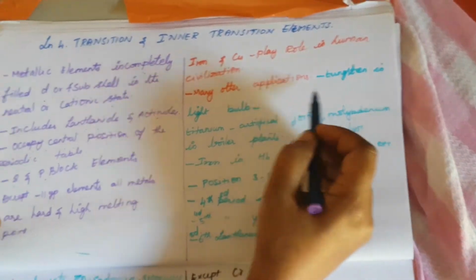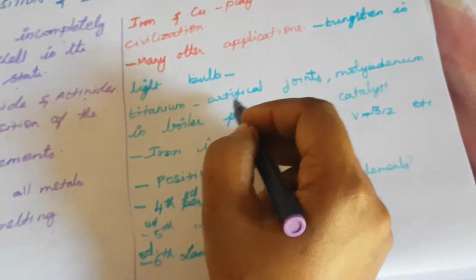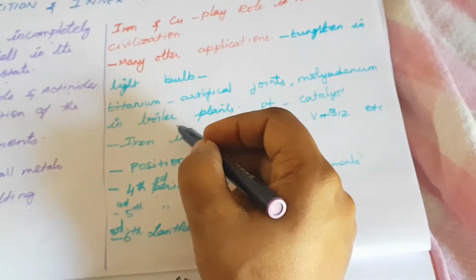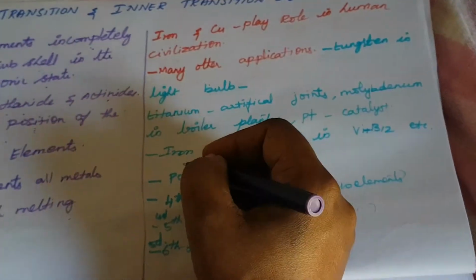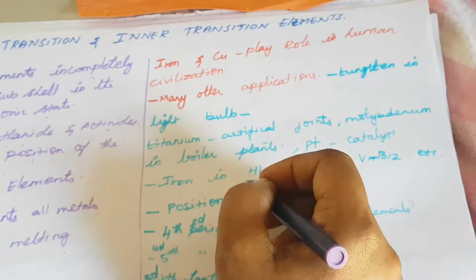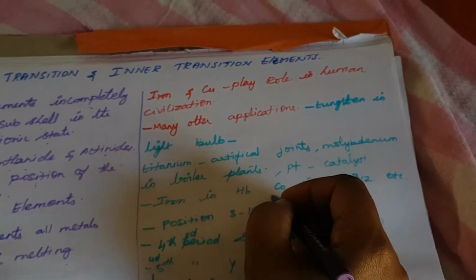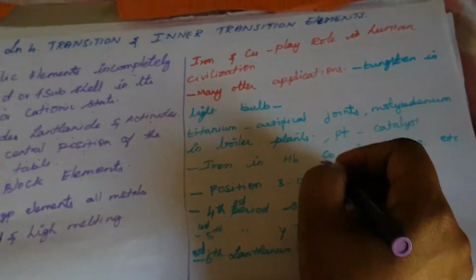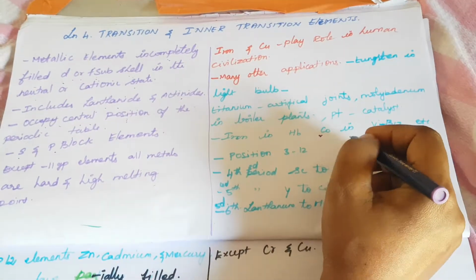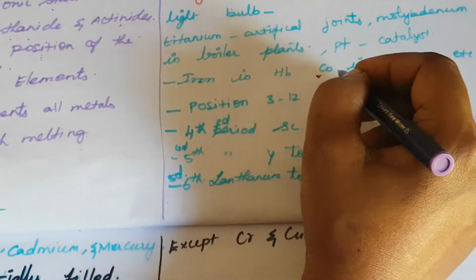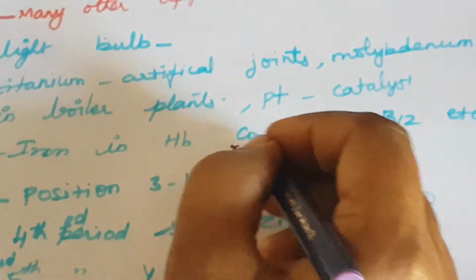Many other applications: for example, tungsten is used in light bulbs, titanium is used as an artificial joint, molybdenum is used in boiler plants, and platinum is used as a catalyst. Another one, iron in hemoglobin, and cobalt in vitamin B12. Cobalt is a transition metal. Everyone knows that vitamin B12 is otherwise called cobalamin, and the cobalt metal is present in the center of the structure.